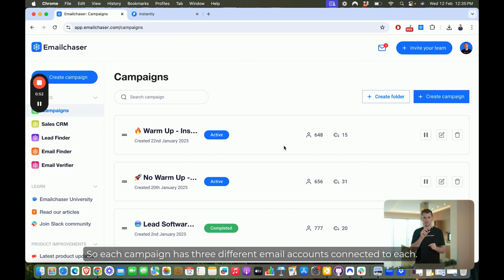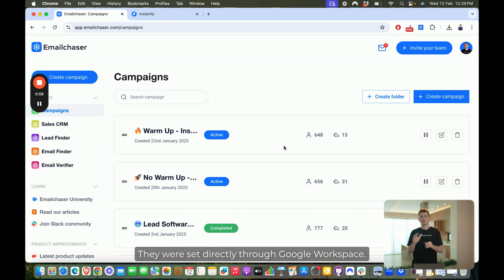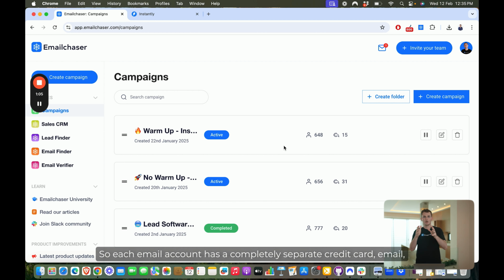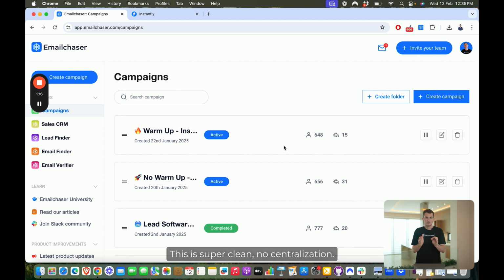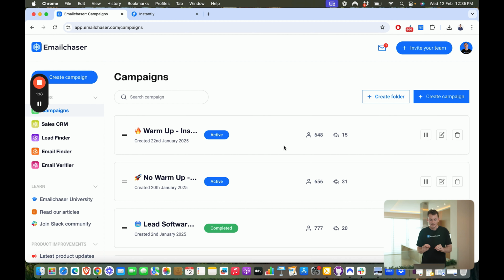So each campaign has 3 different email accounts connected to it. Those email accounts, by the way, are Google Workspace. They're not reseller. They were set up directly through Google Workspace. Each email account was set up by one individual person, so each has a completely separate credit card, email, IP, everything, because they were set up by real people separately. So from an infrastructure perspective, you could not get better than this. This is super clean, no centralization.